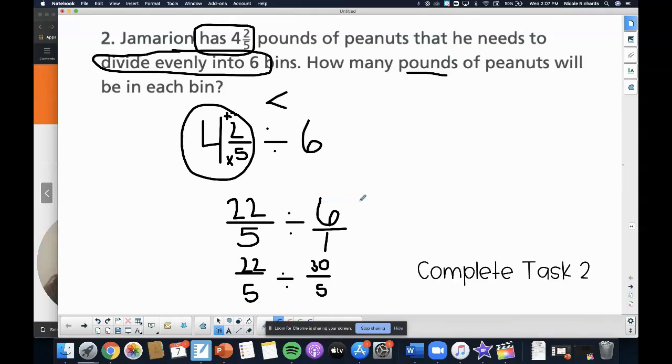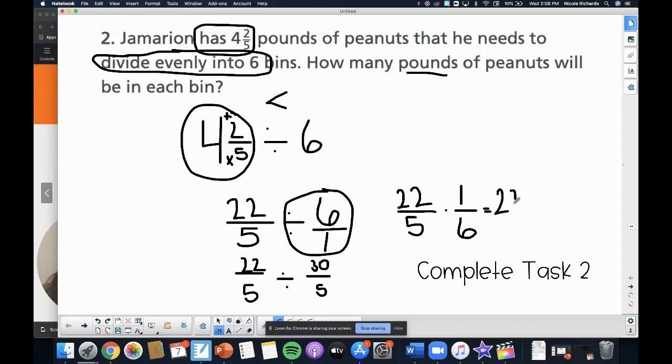So I'm going to think about it using that copy dot flop method. So I'm going to take the reciprocal of this back part here. So I'm going to take 22 over 5. There's my copy, keep it the same, dot. So I changed the opposite of divide, which is multiply, and I'm going to flip this to the reciprocal 1/6. So now I'm going to multiply this. So I have 22 over 30 here. So 22 out of 30 pounds, so almost a whole pound, 22/30 will be in every bin.